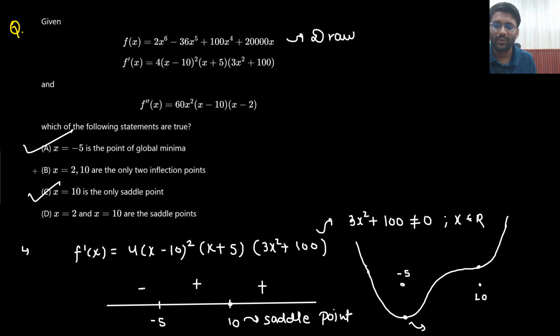So, points of inflection are 2 and 10. But this is not the point of inflection. x equals to 2 is not the saddle point. Sorry, x equals to 2 is not the saddle point. Only x equals to 10 is the saddle point.